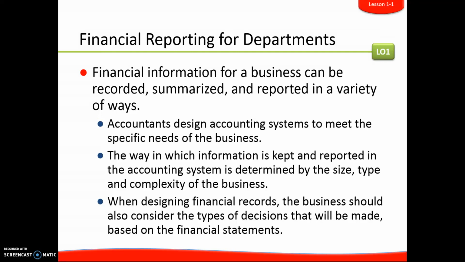So up until this point, remember, we've been working with financial information, and we know that it can be recorded and summarized and reported in a variety of ways. You guys have done that all throughout our first accounting book. Accountants are meant to design accounting systems to meet the specific needs of their business, and the way in which that information gets kept and reported in that system is determined by how big the company is, what type of company it is, and also the complexity of the business.